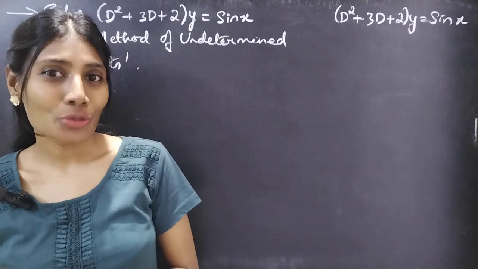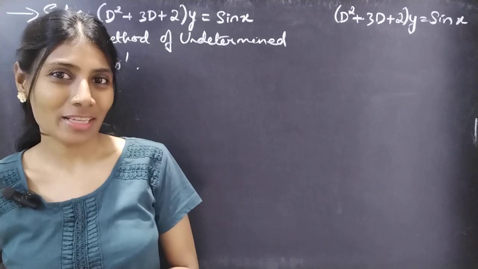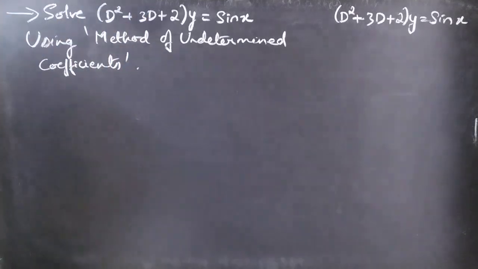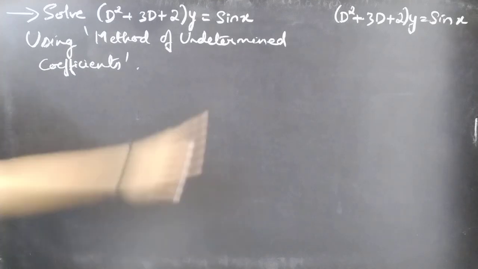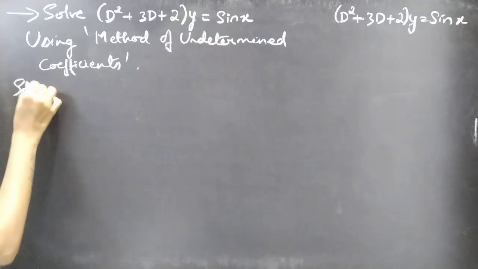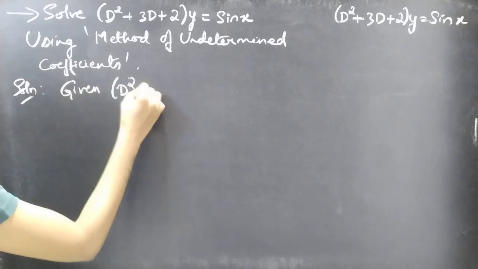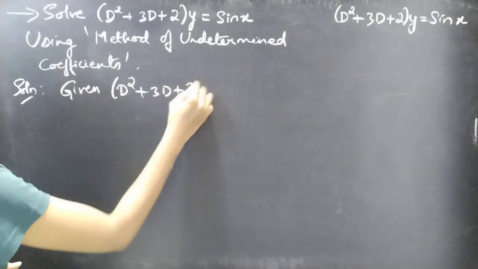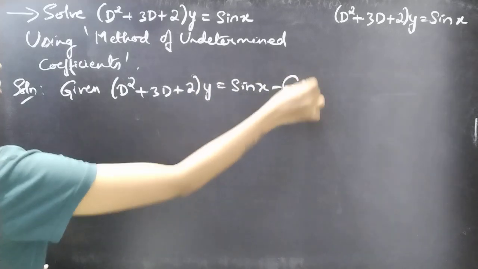In this video, we are going to solve a differential equation using the method of undetermined coefficients. So let's get going. Problem: solve (D² + 3D + 2)y = sin x. We are given a differential equation (D² + 3D + 2)y = sin x. Consider this as equation number 1.